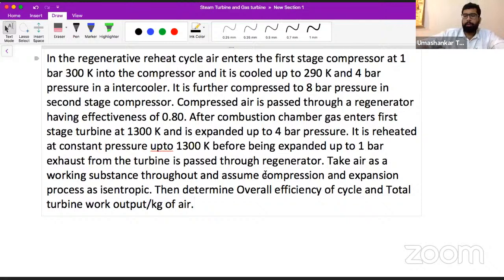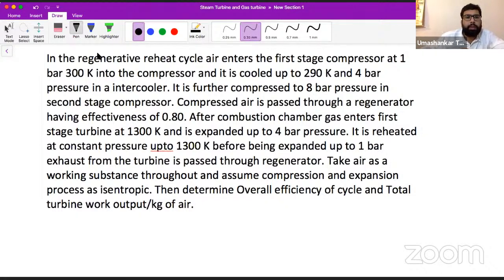So let me solve this question for you. Those who are live can take a screenshot of this question so that I can move the screen. What is given in the question: in the regenerative reheat cycle, air enters the first stage compressor at 1 bar, 300 Kelvin, and it is cooled up to 290 Kelvin and 4 bar pressure in an intercooler. This line is unnecessary, I think. We do not require this.